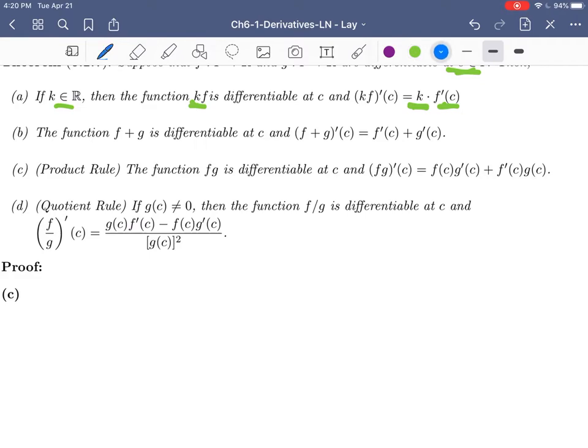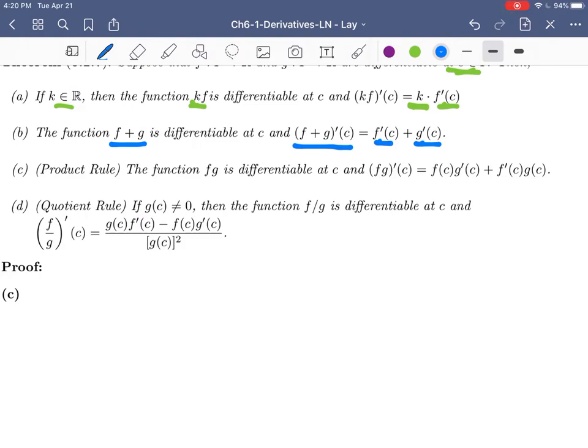Similarly, we have the function f plus g is differentiable at c, and that derivative at c is the derivative of f at c plus the derivative of g at c. Both of those things, I think you could do on your own. You should probably take time to practice those, see if you can roll through those.